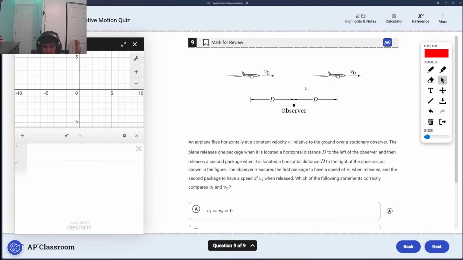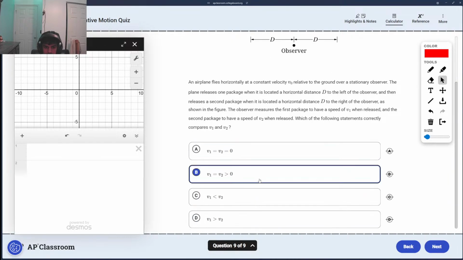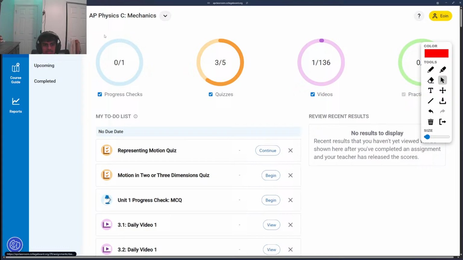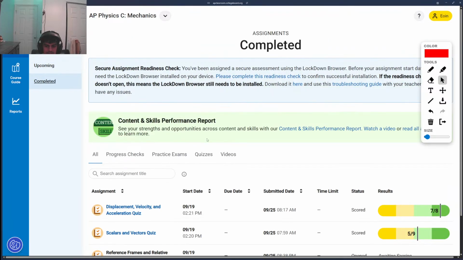An airplane flies horizontally over a stationary observer. It releases a package when it's located there, and then releases a second package. The observer measures the first package at a speed of V1 when released, and the second package reached... Right? V1 and V2 are both equal to each other, and they're zero. They're greater than zero. Yeah, that's right. They still have... Yeah, okay. It's not B. Yeah, it's B.